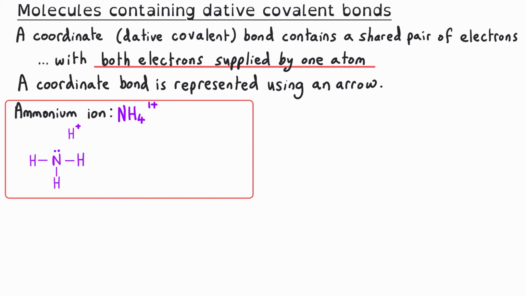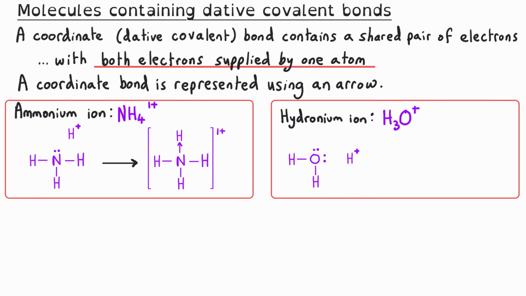Let's look at a few examples of when dative covalent bonds form. Firstly, in the formation of the ammonium ion from ammonia and a hydrogen ion. Well, the nitrogen atom in ammonia has a lone pair of electrons, which it donates to the hydrogen ion and forms this dative covalent bond shown here by the arrows. For this, we use square brackets around our compound ion, and we use a 1+ charge in the top right-hand side to indicate that the charge is spread over the whole of the compound and it's carrying a 1+ charge overall.